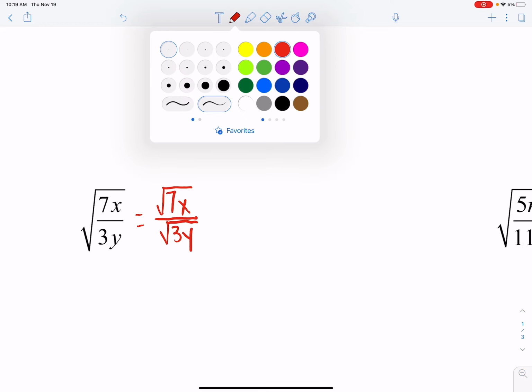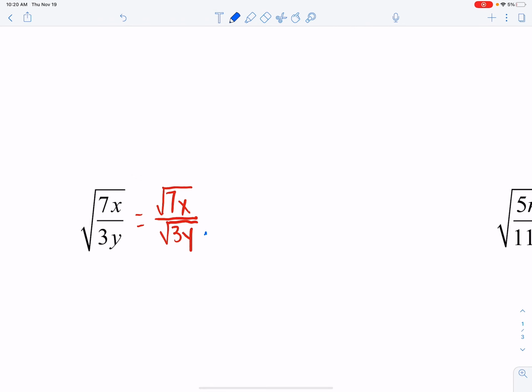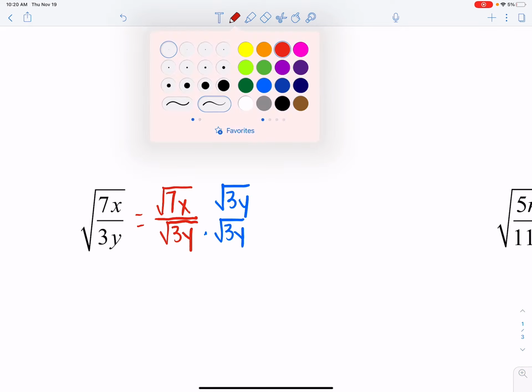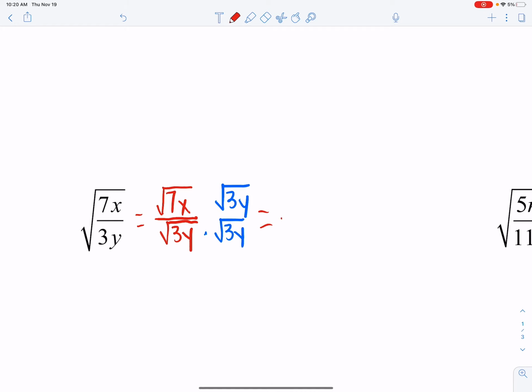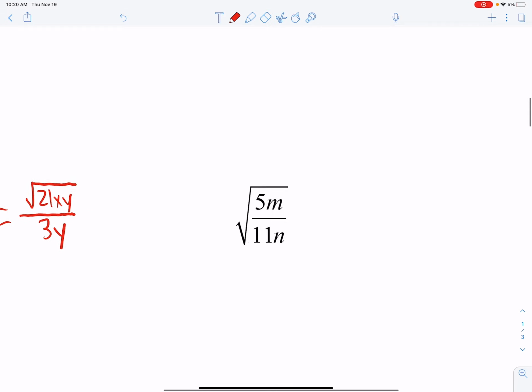But the one we want to get rid of when you're rationalizing the denominator is the denominator. So we multiply the top and bottom parts by the square root of 3y. On the top part, since they're both under square roots, we can multiply them together and put it under 1 square root. So when we do 7x times 3y, we get the square root of 21xy. On the bottom part, we have that shortcut. The square root of 3y times the square root of 3y is 3y. And we're done.